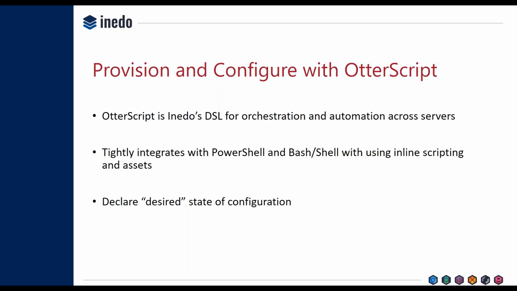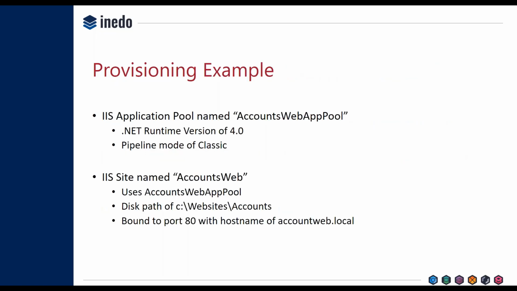And to show you what that means, I've got an example here for what it would take to provision a server. So this is a very, very simple example. We've got an application called Accounts. And in order to run this application, we need to provision the server with the following configuration. At first, we need an IIS application pool named Accounts Web App Pool. That will have all sorts of different app pool configuration. But the two bits that are very simple are it has to have the .NET Runtime 4.0 and it uses a classic pipeline. Of course, we'll also need an IIS site named Accounts Web.